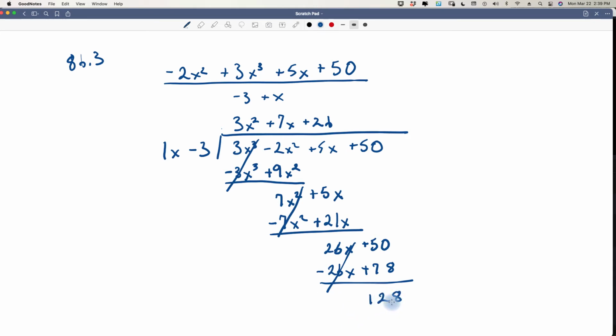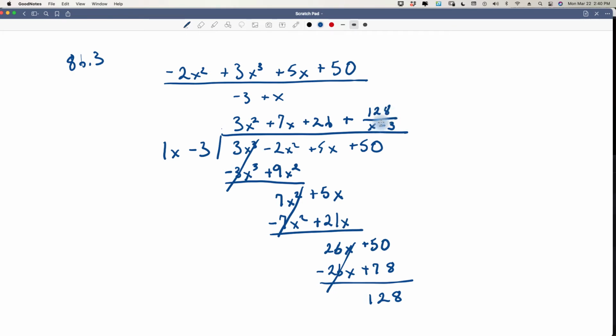128 as a remainder. So our remainder, we always write it as a fraction. So we write 128 over x minus 3. Because we can't take x out of 128. We're done with all the x's. We can't divide that. So 128 is our remainder.